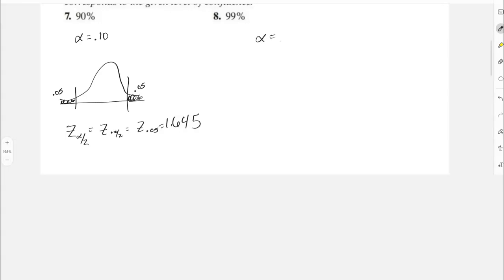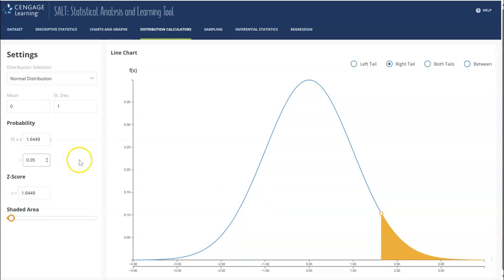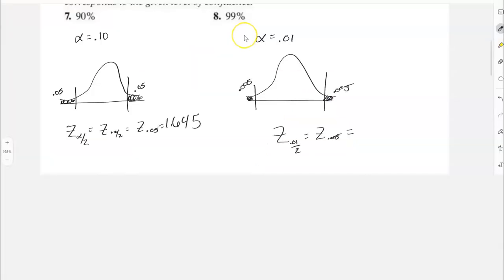We get the same thing over here. Alpha is going to be 1%, which is 0.01. We're splitting that 1% between each tail, so we're going to get 0.005 in each tail. And when we talk about that critical value, we really only care about the positive ones in this case. When we start talking about t-distributions, it's going to be a little bit different. And we're going to get 2.58 for that critical value.